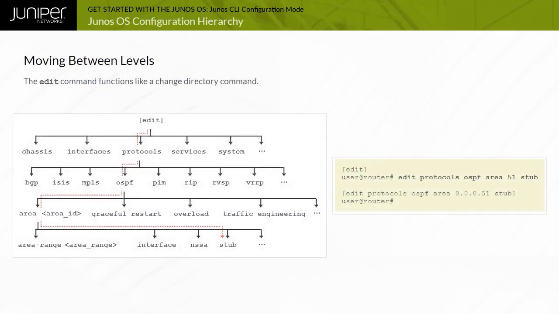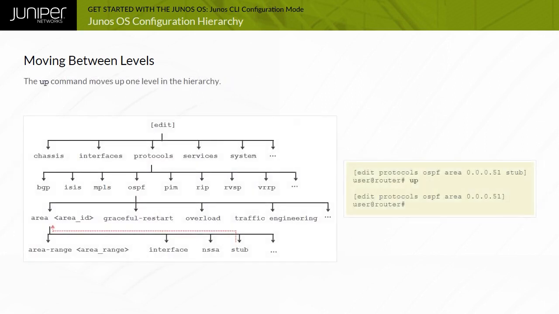To move down through an existing configuration statement hierarchy, or to create a hierarchy and move down to that level, use the edit command, specifying your desired hierarchy level. After you issue an edit command, the configuration mode banner changes to indicate your current level in the hierarchy. To move up one level from the current position in the hierarchy, use the up command.